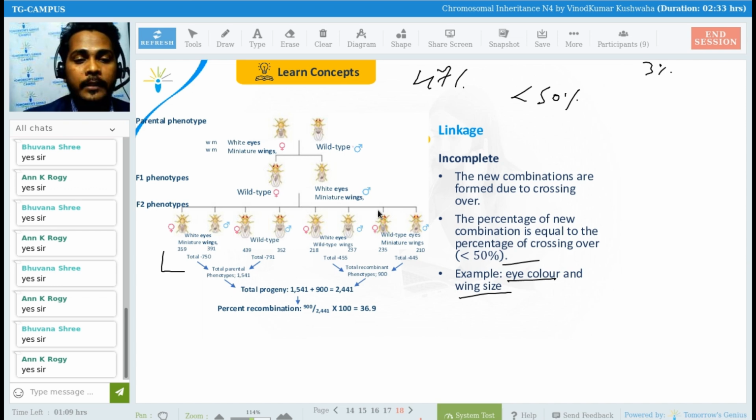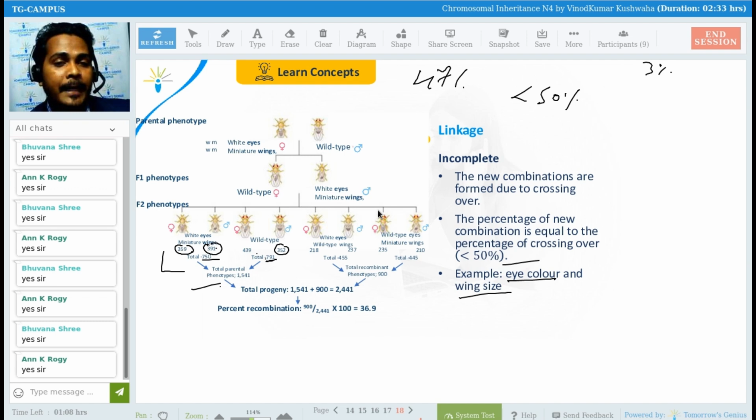Clear? So here you can see how the percentage of recombination is calculated. This is white eye miniature wings. The number is 359, and this is 391. So total combination, male and female, is 750. Similarly, in wild type you will get 439 female and 352 male. So total combination is 791, right? So total parental type, when we add 791 and 750, becomes 1541, which is the total parental combinations, meaning it matches their parent.